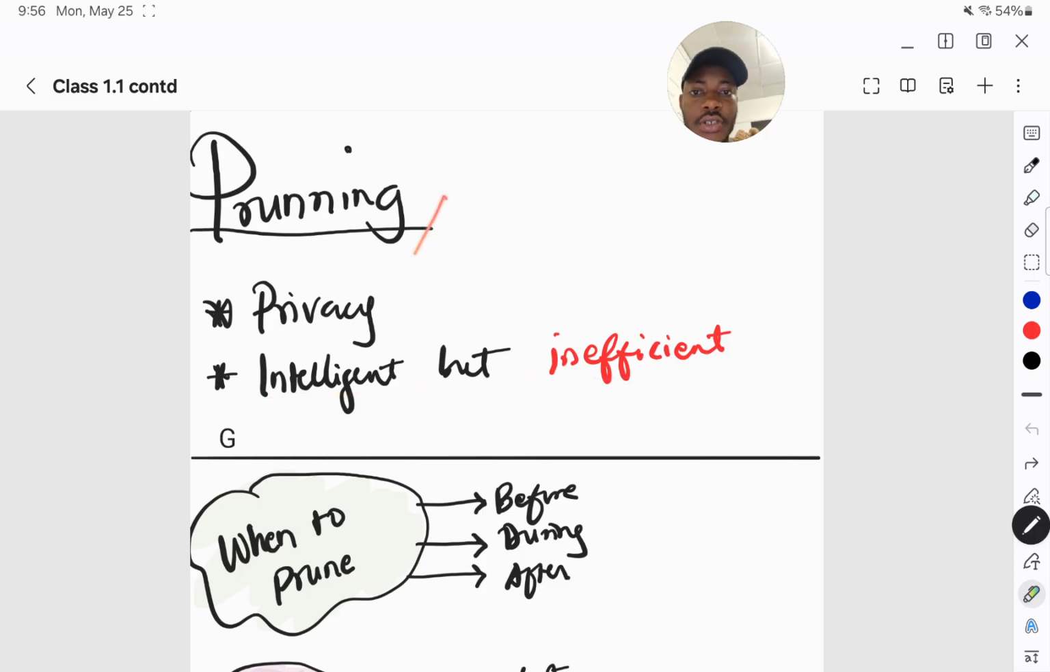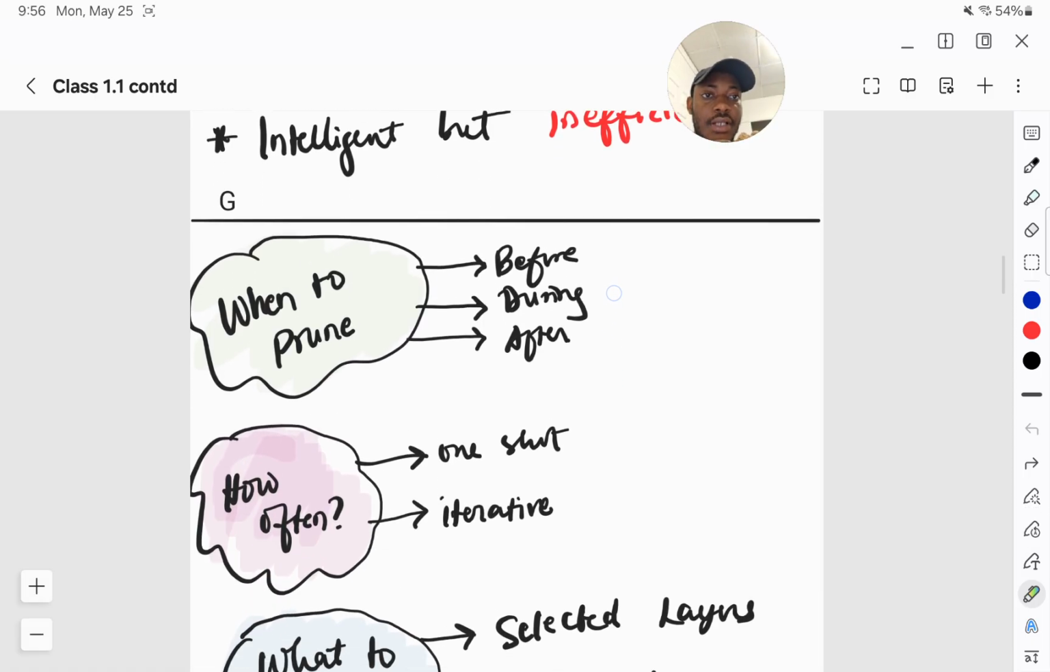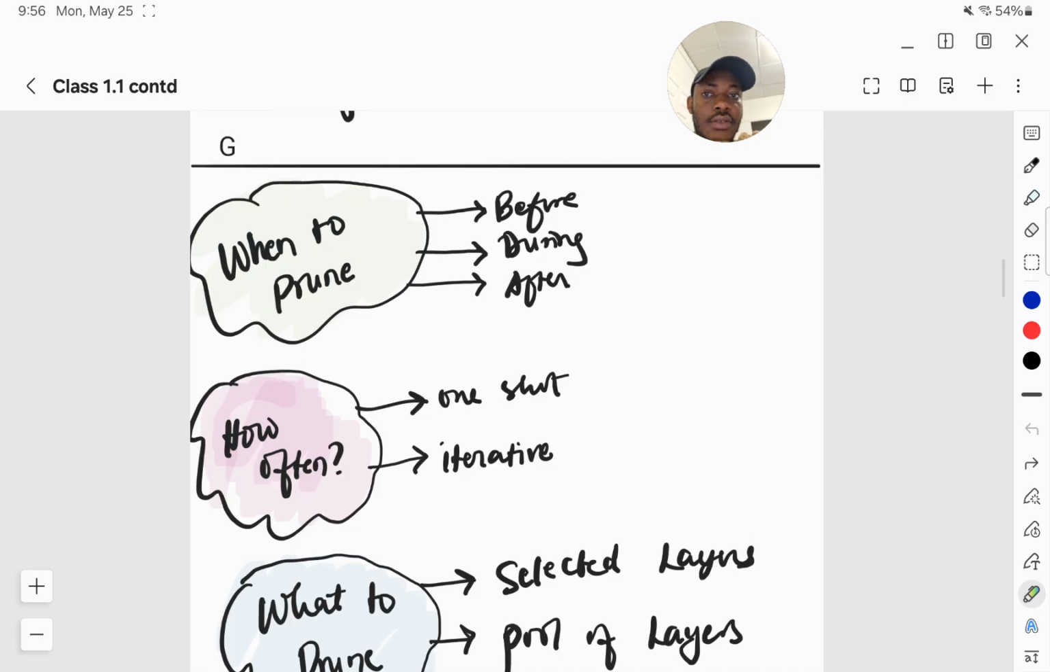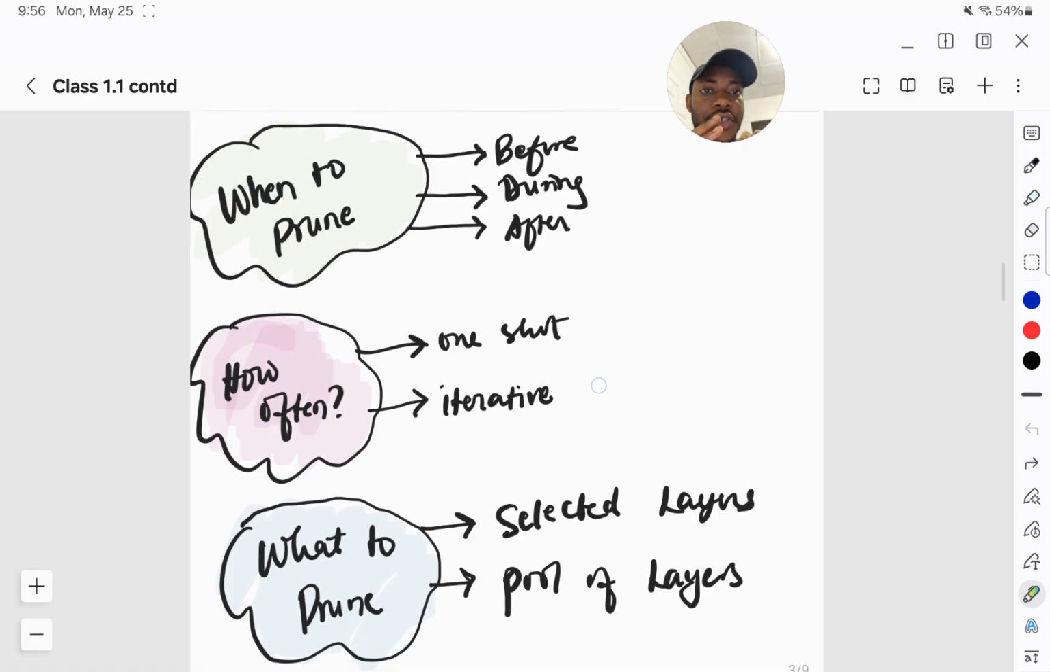Whenever they mention pruning, you just have in mind that, oh, this is intelligent, but it's not efficient. The efficient one is quantization, and I'm going to come to that. Okay, so pruning is a very important mechanism that model developers or model users or AI engineers can use to prune their model.